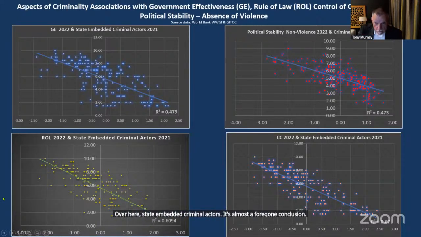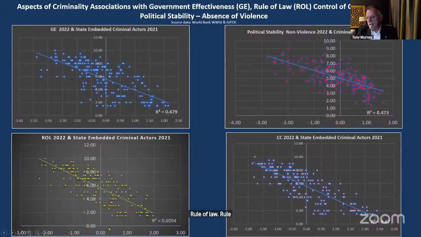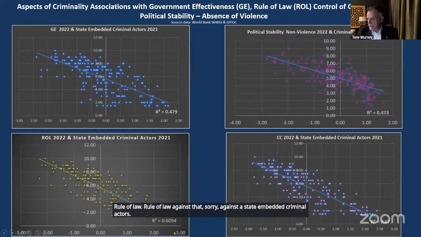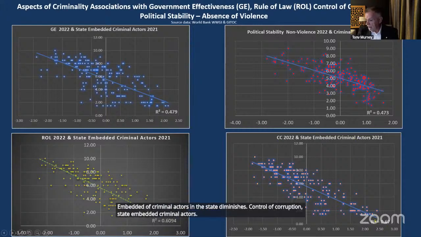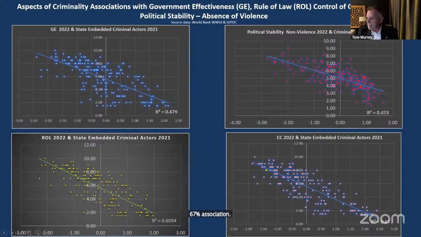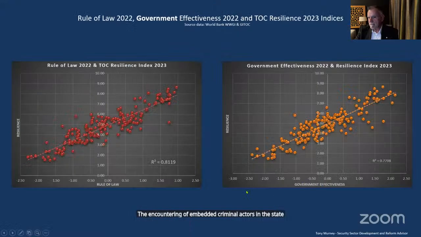Over here, state-embedded criminal actors, it's almost a foregone conclusion. Rule of law against state-embedded criminal actors: a 60% association basically says that as rule of law increases, embedding of criminal actors in the state diminishes. Control of corruption and state-embedded criminal actors, 67% association. Same thing: as control of corruption improves, the encountering of embedded criminal actors in the state diminishes fairly rapidly.